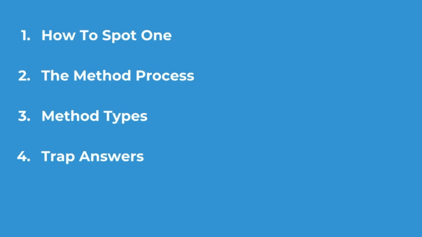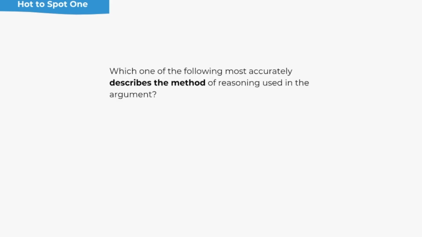And in today's lesson, we want to cover the following. First, how do you spot a method question? What the process is for approaching them? What are the different types that you should be on the lookout for? And what are the common trap answers that you should really have in mind when you're working through the choices? So first, how do you spot a method question?